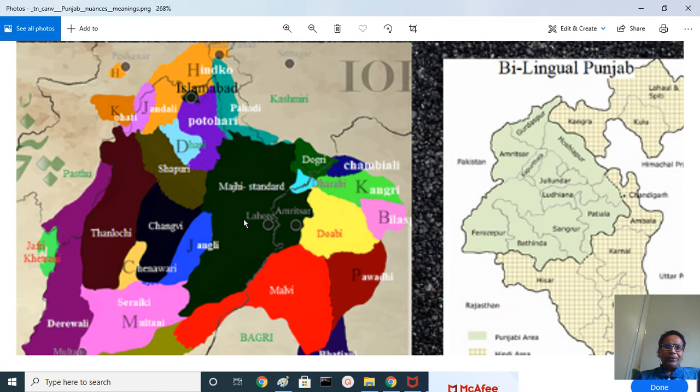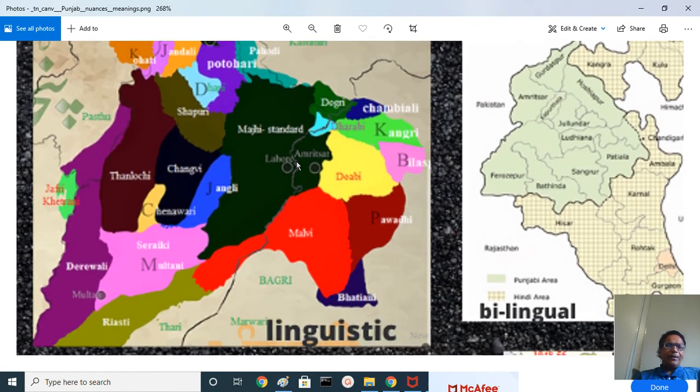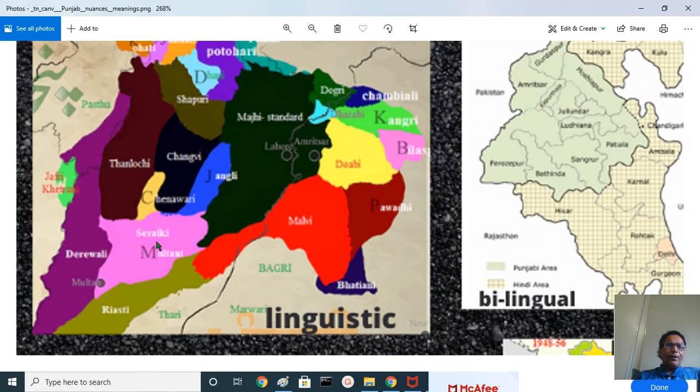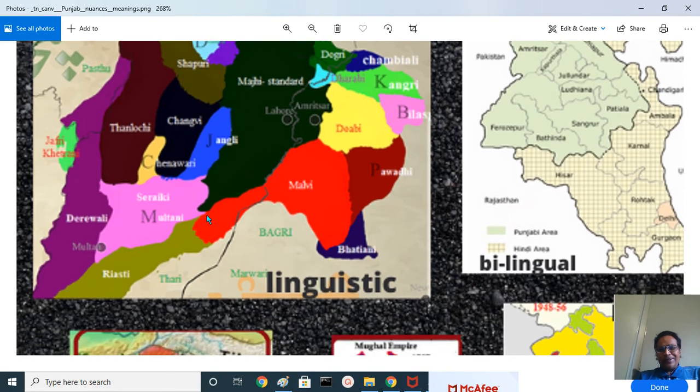This is the standard Maji dialect. If you come to the southern part, the Multan region, and Multan and Khanewal, those regions, it speaks a dialect called Seraiki. Some people consider Seraiki a southern Punjabi or even a separate language, and it's essentially a Multani dialect, Multani language. And south of the Sutlej River, there used to be a princely state of Bahawalpur, ruled by a Musalman Nawab during the British time.